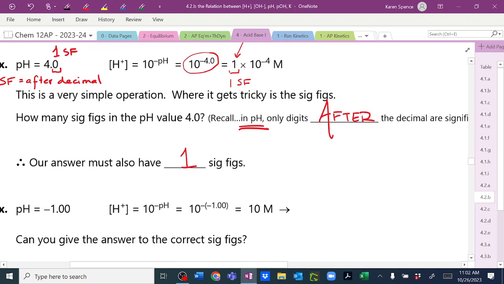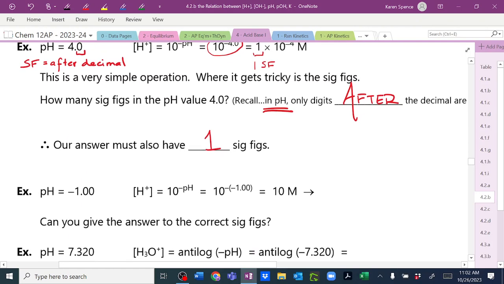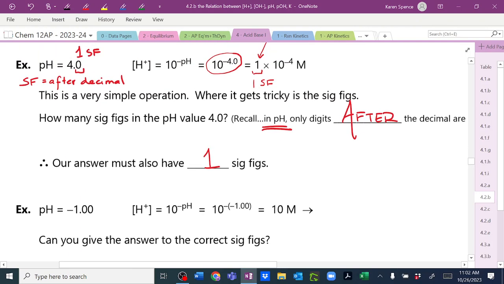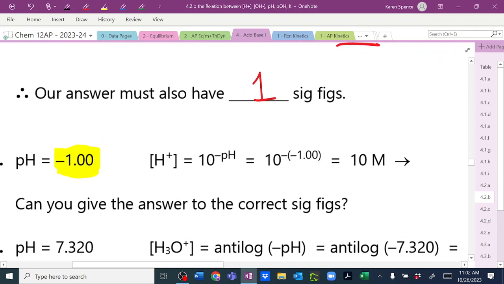I would like you to try this question. Can you give the answer to the correct sig figs? If pH is negative 1.00, hydrogen ion concentration is 10 to the negative pH, so that's the negative of negative 1.00, which is 10 to the negative 1, no, positive 1, sorry, which is just 10. Please write that with correct sig figs.